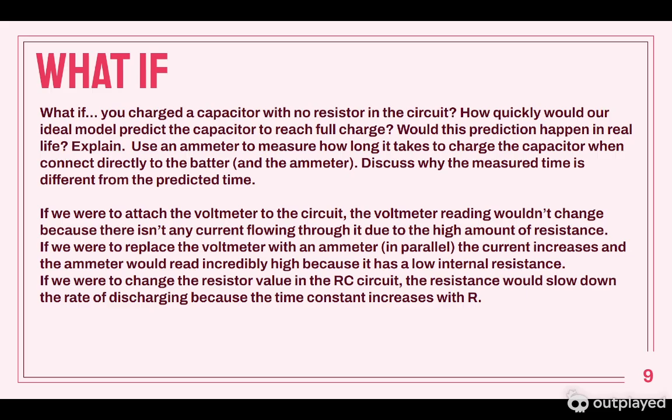If we were to attach the voltmeter to the circuit, the voltmeter reading wouldn't change because there isn't any current flowing through it due to the high amount of resistance. If we were to replace the voltmeter with an ammeter in parallel, the current increases and the ammeter would read incredibly high because it has a low internal resistance. If we were to change the resistor value in the RC circuit, the resistance would slow down the rate of discharging because the time constant increases with R.